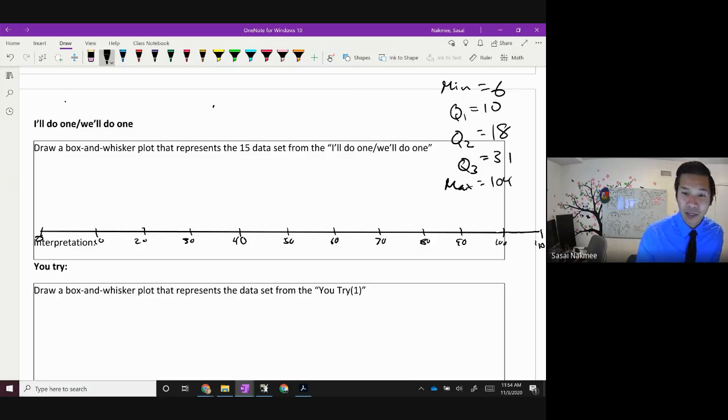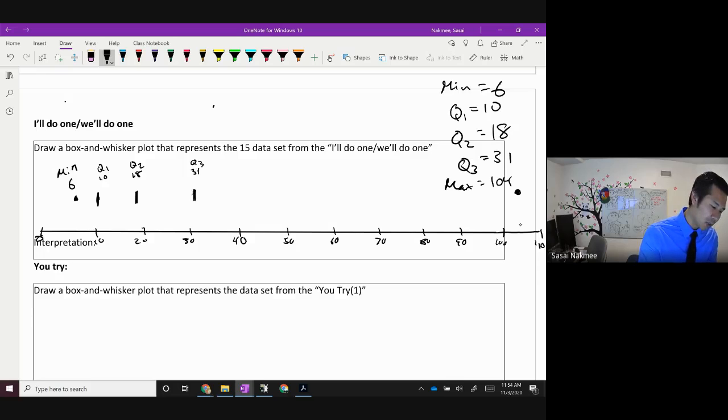Then just go ahead and start plugging in your numbers here. So 6 would be somewhere right here. The minimum number is 6. My Q1 is at 10, so I'd write that right here. Q2 is at 18, which is right here. Q3 is at 31, which is right here. And then the maximum number is 104, which is all the way out there.